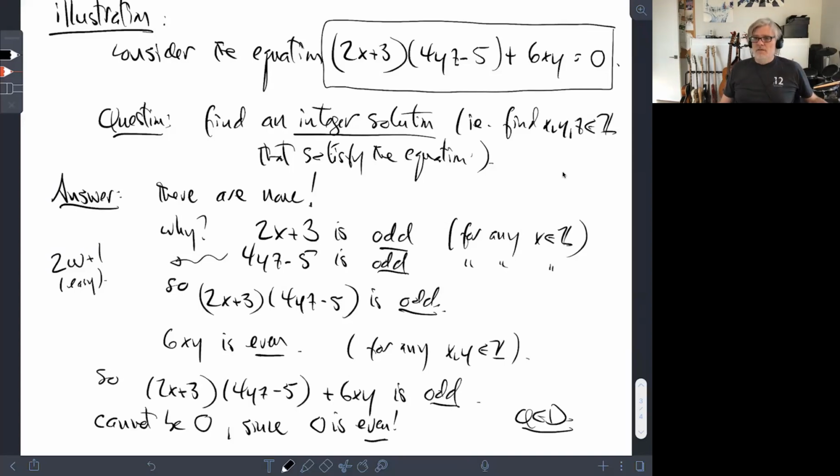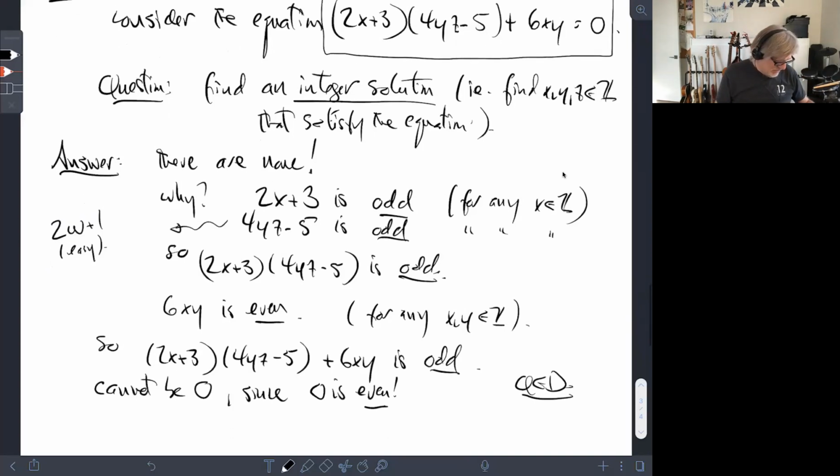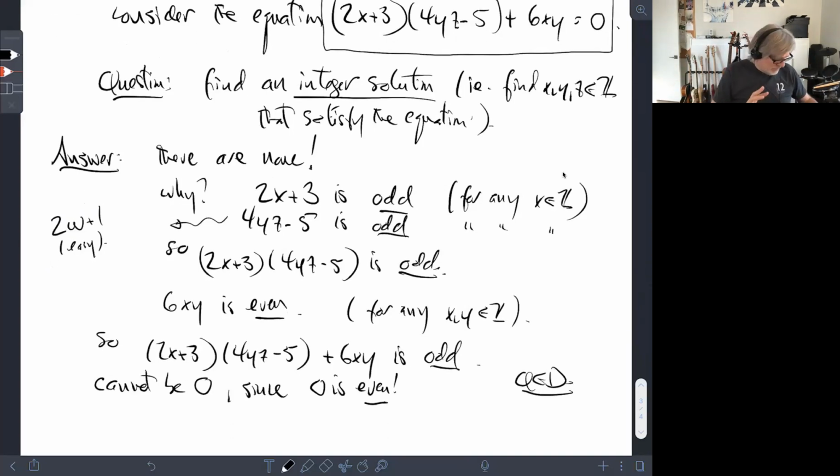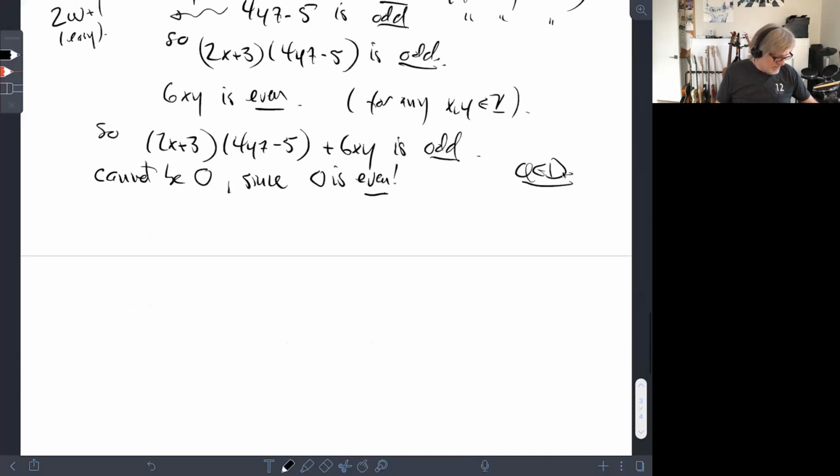Okay, so hopefully you saw what I did here, right? I have an equation. I'm asked to find integers that satisfy the equation. In fact, there are none. And how do I prove that? I argue on what happens on even and odd. So what I did, and this is where I don't want to go because it's going to get a little technical, but essentially what we did is this.